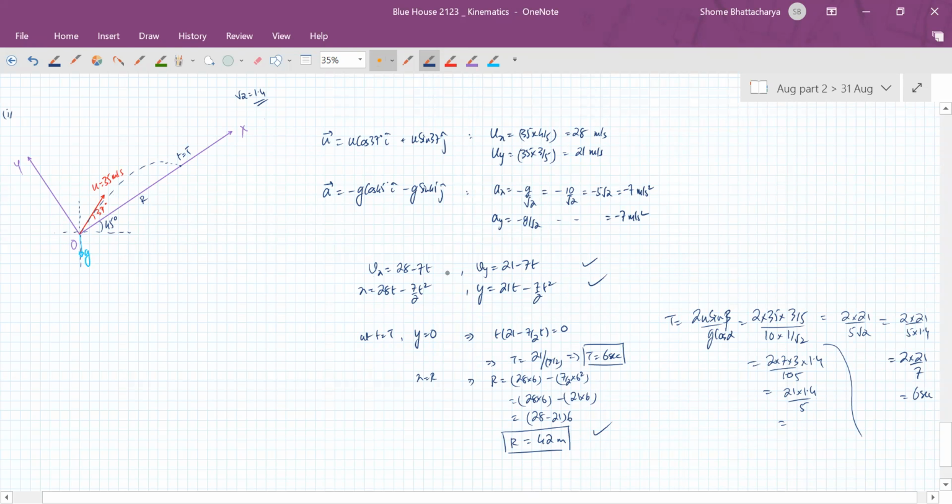And now from this equation, you can see that D max is equal to Y's maxima. So Y is again 21T minus 7 by 2 T square.